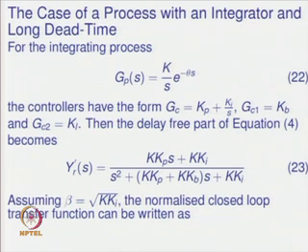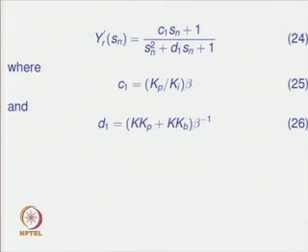So, assuming beta equal to root of K Ki further results in a standard second order transfer function of the form yr dash Sn is equal to C1 Sn plus 1 divided by Sn square plus D1 Sn plus 1. Again, where C1 is given by the expression C1 is equal to Kp upon Ki times beta, and D1 is equal to Kkp plus Kkb times beta inverse.